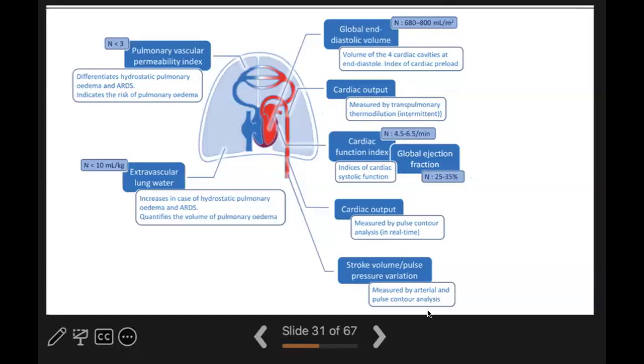And it can also detect stroke volume and pulse pressure variation because of the pulse contour analysis. And the two major important values which we are going to get from the PICO plus volume view are the extravascular lung water index as well as the pulmonary vascular permeability index. Okay.